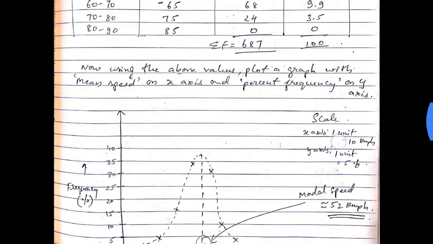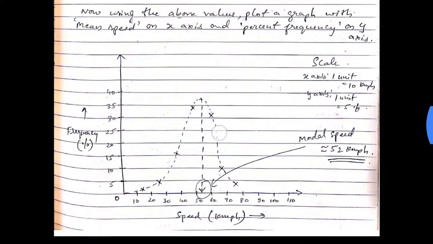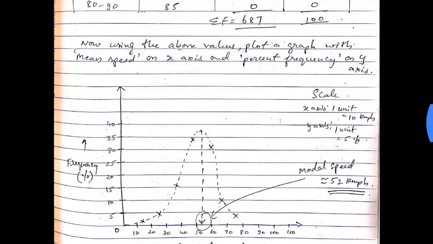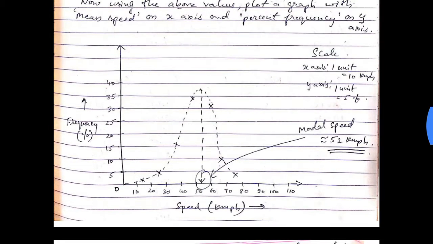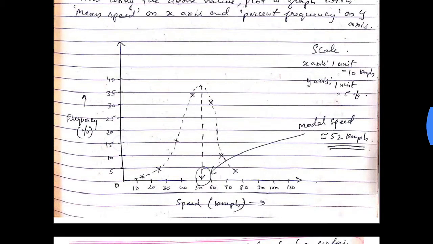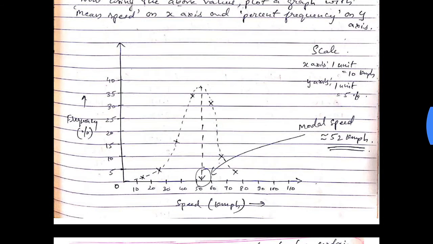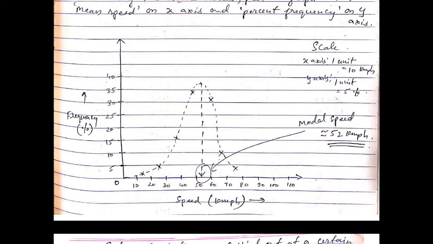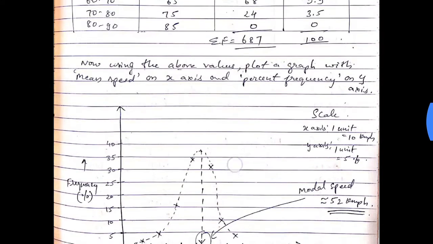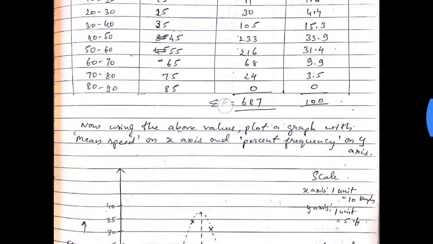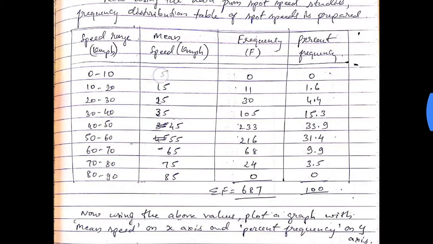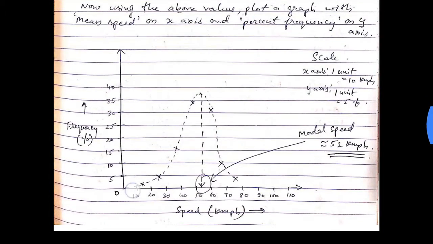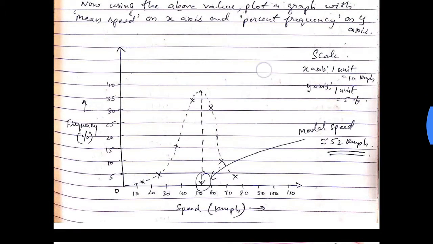You can keep the scale as per your requirements, as per the size of the sheet. Here I have adopted a scale of 1 unit along the x-axis equal to 10 kmph and along the y-axis 1 unit equal to 5%. The divisions are 5, 10, 15, etc. Now you can plot these points. For 5 along x, y is 0. So 5 here and y 0.